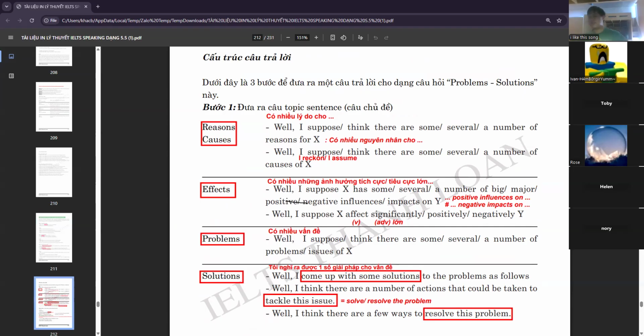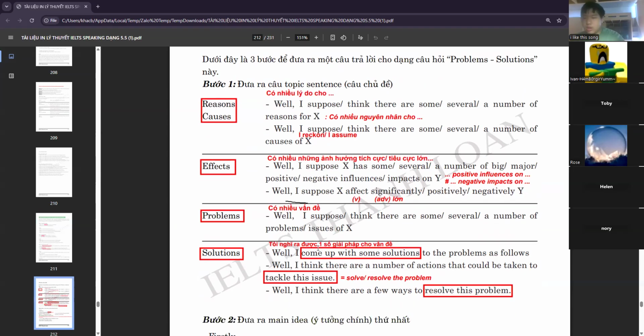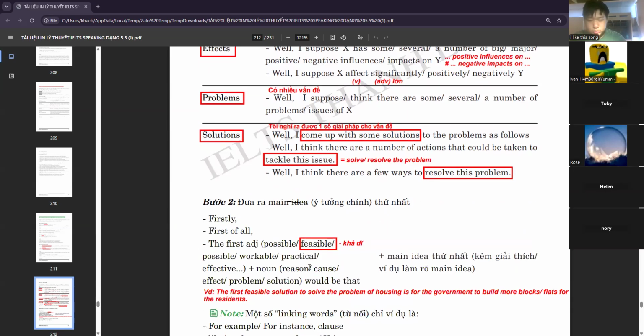And finally, solutions. These are some ways you can answer it. I would say the second one, I think there are a number of actions that can be taken to tackle this issue, is a really good one, mainly because tackling this issue is a pretty good set of words that you could use for your part three. But mostly the other ones aren't as good.